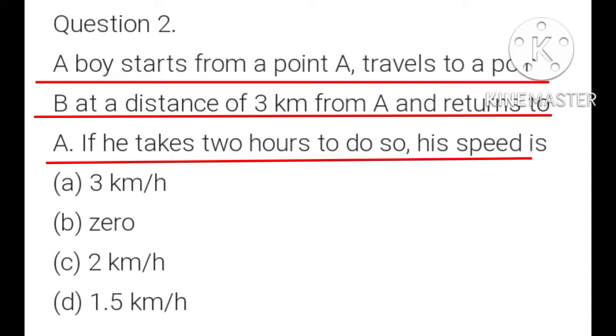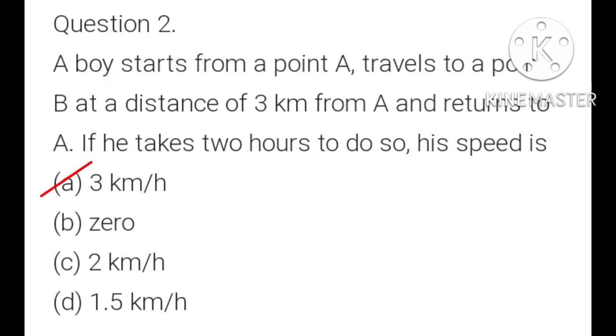Question number 2. A boy starts from a point A, travel to a point B at a distance of 3 km from A and return to A. If he takes 2 hours to do so, his speed is. Option A is given 3 km per hour, option B is given 0, option C is given 2 km per hour and option D is given 1.5 km per hour.